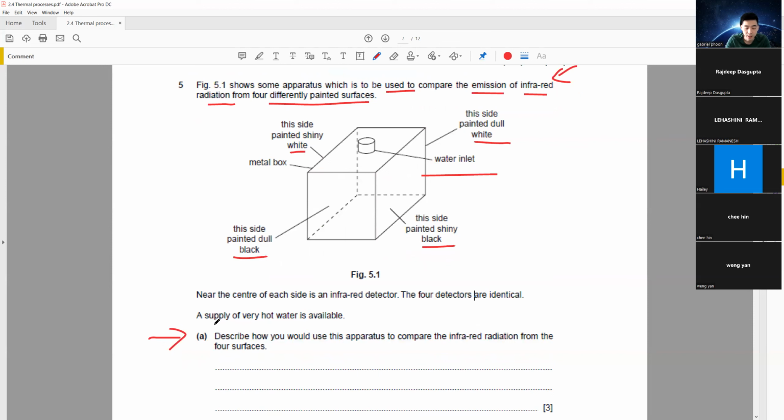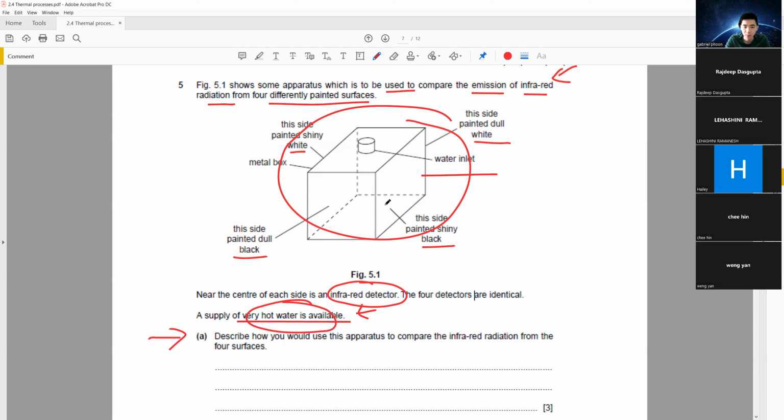Then after that, a supply of very hot water is available. This time they did not say that they pour it in. They give you a supply of hot water. Then they say describe how you would use this apparatus to compare the infrared radiation from the 4 surfaces. So basically, you're supposed to describe how to use this detector to determine which one is the best absorber and also emitter of heat.